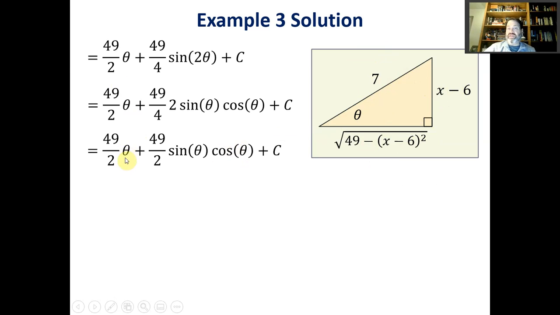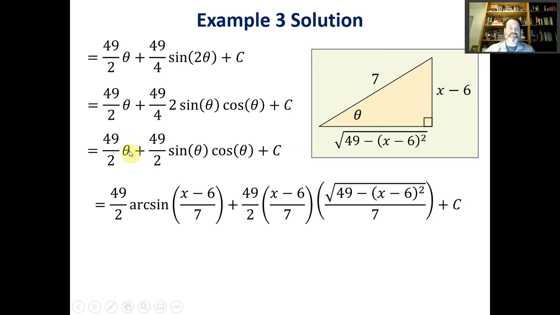And now we actually have a theta here as well. Theta is the angle, but we need to turn it into x's. So you just use whatever your initial substitution was, but do it as an arc function. So our initial substitution was sine theta. So theta then is arc sine.